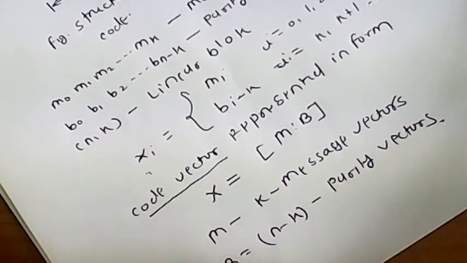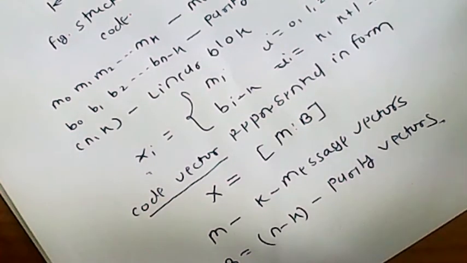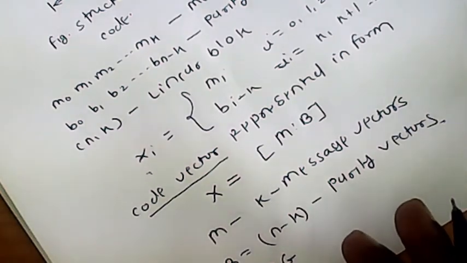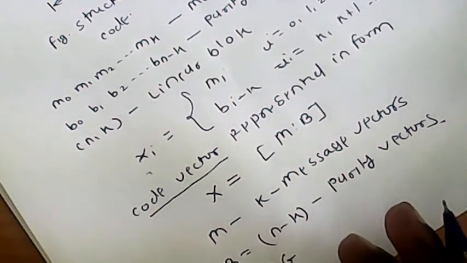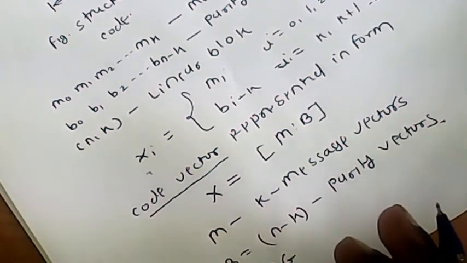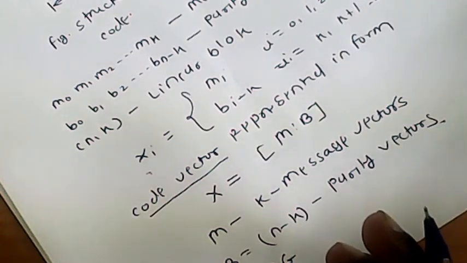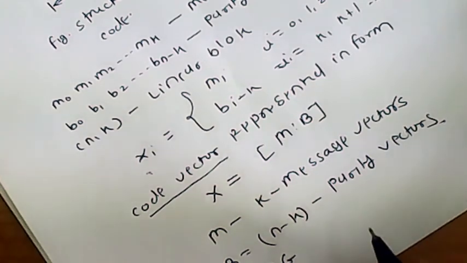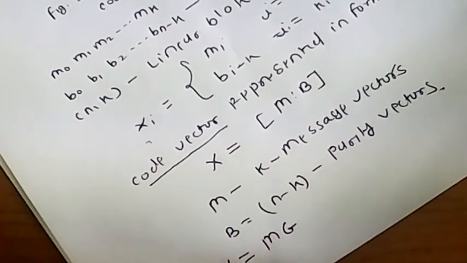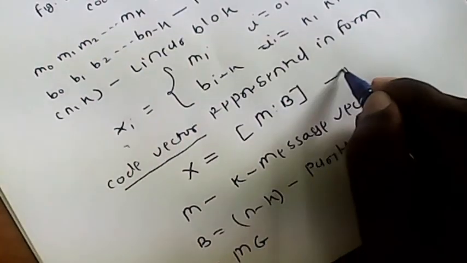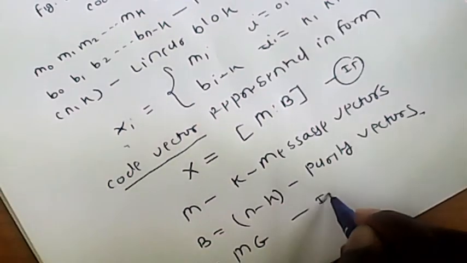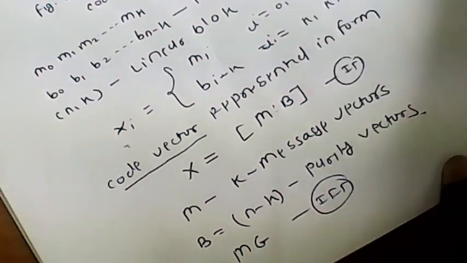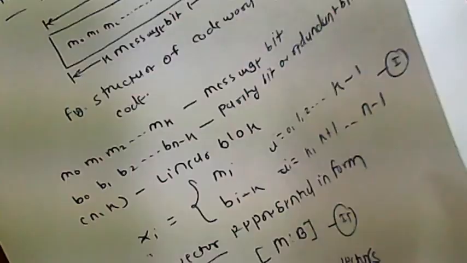So x is equal to m g. We can define a block code generator which generates the required parity vector, and also the message, to produce the code word. We can define this in terms of this equation. This is the second equation, this is the third equation. So we can define in terms of block codes: X is equal to mG.